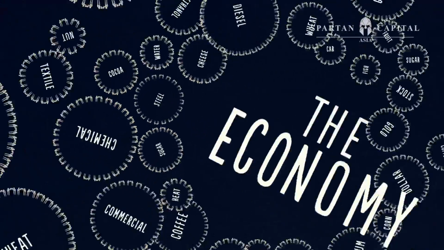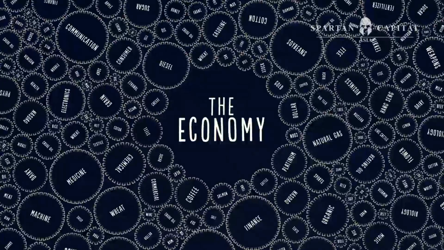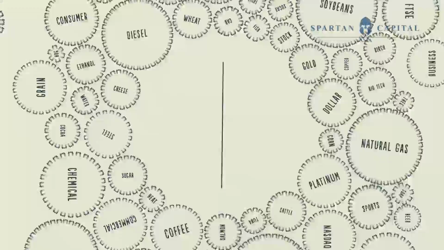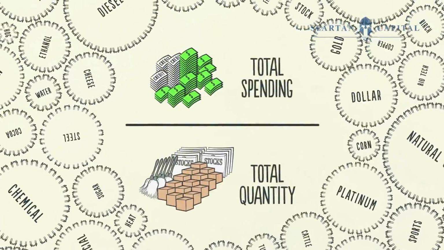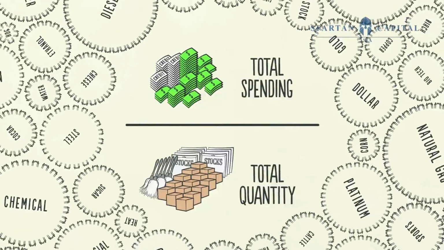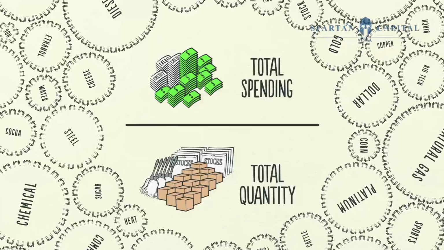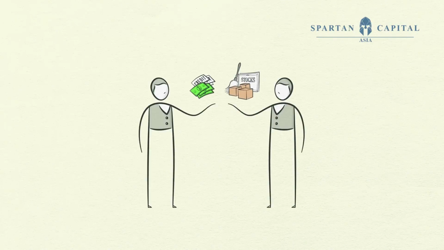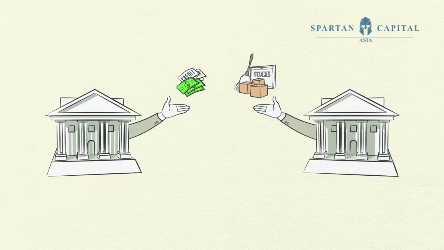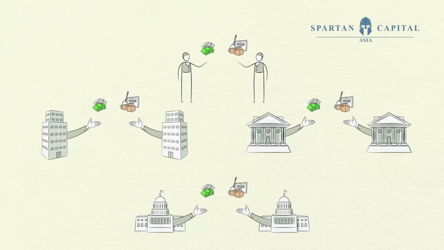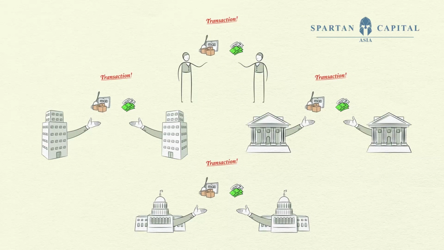An economy consists of all of the transactions in all of its markets. If you add up the total spending and the total quantity sold in all of the markets, you have everything you need to know to understand the economy. It's just that simple. People, businesses, banks, and governments all engage in transactions the way I just described.